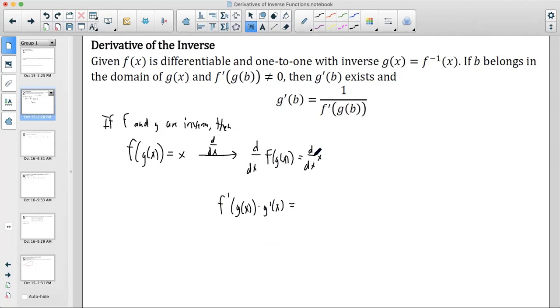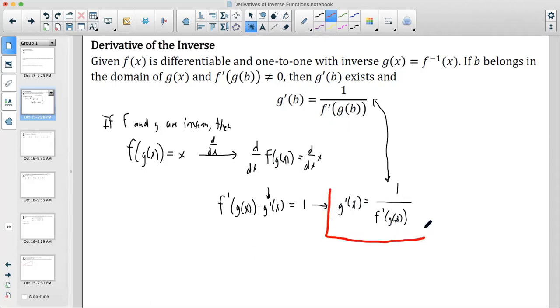The derivative with respect to x of x is just 1, which means, since g was the inverse, this is the derivative of the inverse. That means g prime of x is 1 over f prime at g of x, which is exactly what this says. These two things are the same thing. They just put a b because b is just some number in the domain; we're just going to call it x for now. So the derivative of the inverse of f is 1 over f prime evaluated at g of x. This is a formula you can use, and you can always remember it.